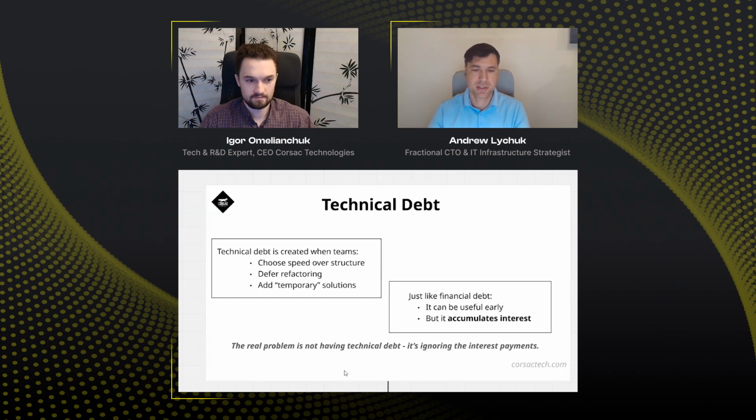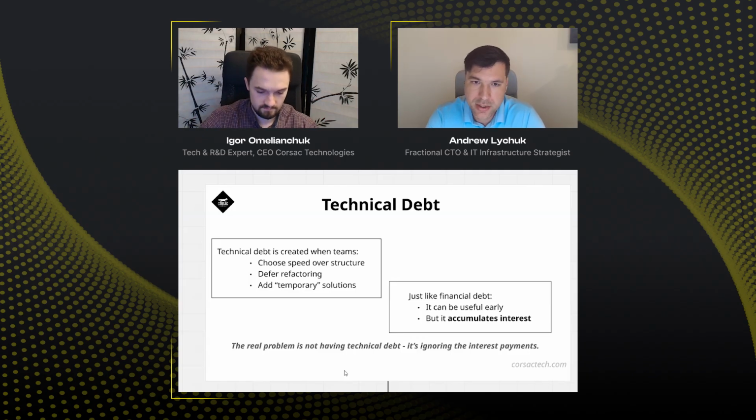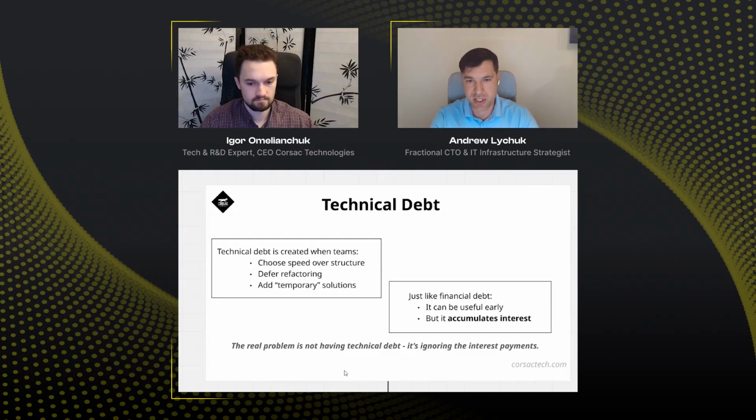Yeah, so let me start with this topic. Hello, everybody. When we talk about technical debt, we're not talking about bad engineers or bad decisions. We're rather talking about reasonable short-term decisions that become expensive long-term obligations. Technical debt is created when teams choose, for example, speed over structure, when they defer refactoring or add temporary solutions. It's more or less the same as financial debt. It can be very useful early on, but with time it accumulates interest. The real problem is not having technical debt. The real problem is ignoring the interest payments.